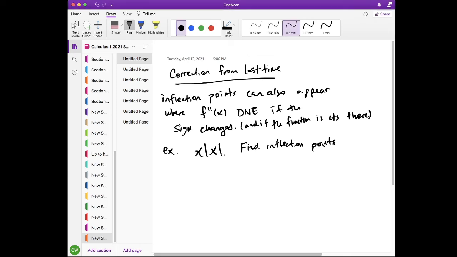Okay, so I just want to do a correction from last time to start. Last time, I believe I said that inflection points appear when the derivative is zero and the second derivative is zero and the sign changes, but the second derivative can also not exist, and the sign changes is also valid for an inflection point. And we'll do an example of where that occurs.